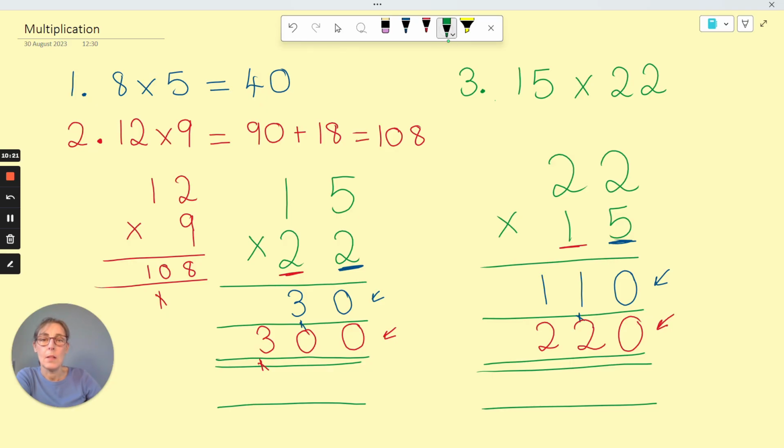Right, so let's add them. 0 plus 0 is 0. 3 plus 0 is 3. 3, there you go, 330. 0 plus 0 is 0. 1 plus 2 is 3. And 1 plus 2 is 3. So they're both 330. Fantastic.